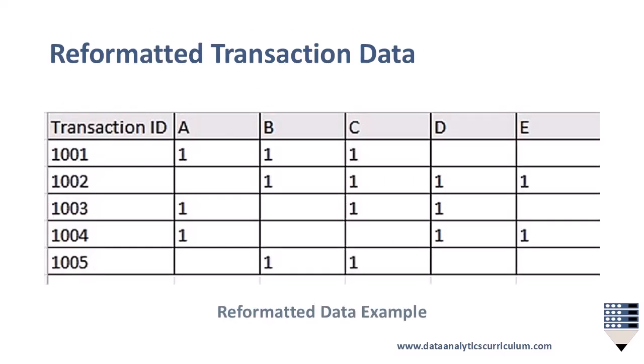Reformatted transaction data. After transformation, each row becomes a compact summary of what was purchased. For example, the first row might show 1 for milk and bread, and 0 for butter. This binary format makes it easy for algorithms to detect frequent patterns.